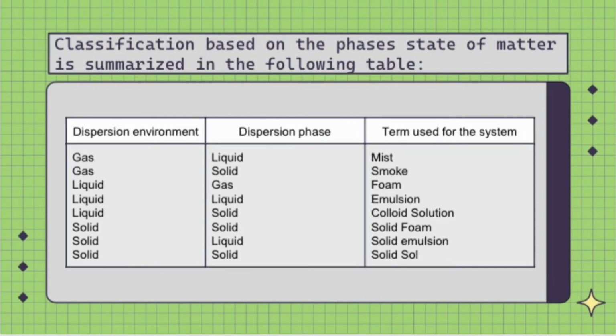Six, solid and gas. Term used for the system, solid foam. Seven, solid and liquid. Term used for the system, solid emulsion. And last, solid with solid. Term used for the system, solid sol.